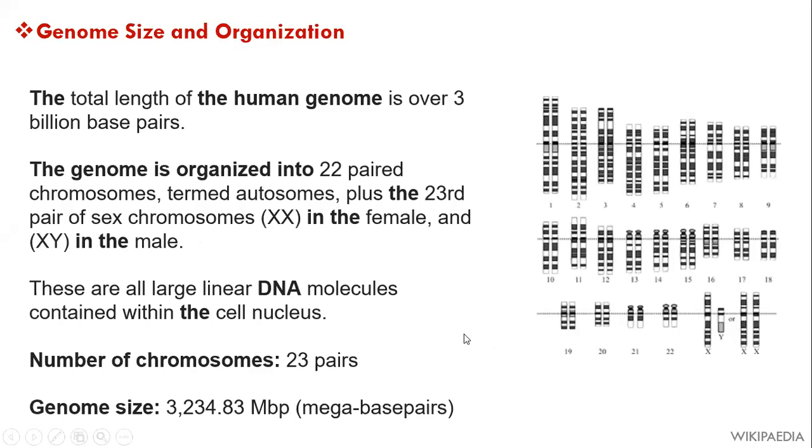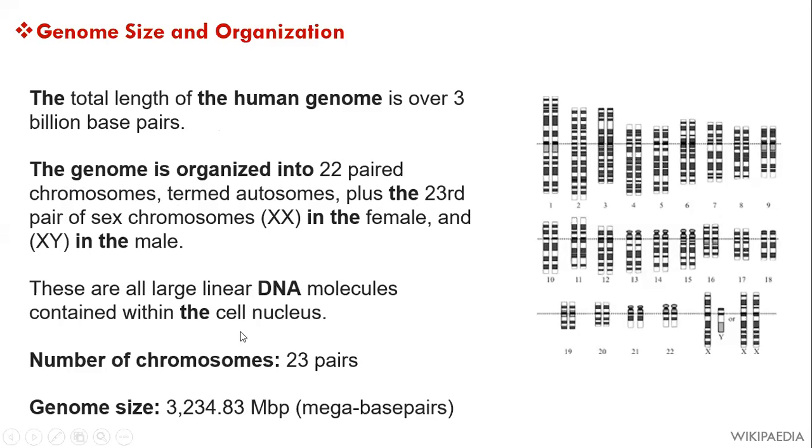Let's take an example of the human genome. How it is organized, what is the size. You just briefly look here. So we know that the total length of the human genome is over 3 billion base pairs. See that it's not small, it's very huge and long, 3 billion base pairs. And the genome is organized into 22 paired chromosomes. We are diploid, so we will have two copies of each gene in terms of chromosomes. 22 paired chromosomes called autosomes and one pair of sex chromosomes, XX or XY, depending on the sex of the human being.